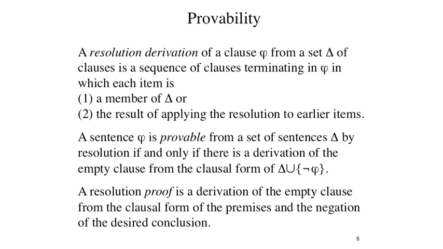So we just saw that a resolution derivation of a clause phi from a set delta of clauses is a sequence of clauses terminating in phi in which each item is either a member of delta or the result of applying resolution to earlier items. Now we define a sentence phi to be provable from a set of sentences delta by resolution if and only if there's a derivation of the empty clause from the clausal form of delta together with the negation of phi. A resolution proof is defined to be the derivation of the empty clause from the clausal form of the premises and that negation.